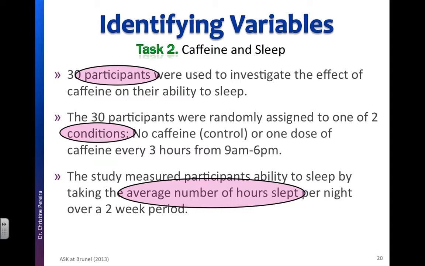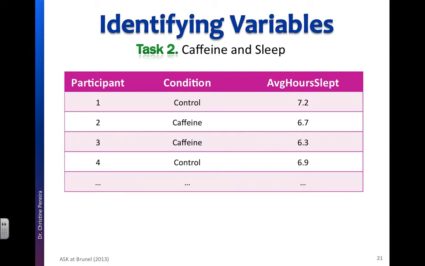So if I'm going to enter this data into SPSS, my variables go in columns. It's going to look something like this. So participant ID, the first column, my condition, where I have control or caffeine, and then the average number of hours slept.